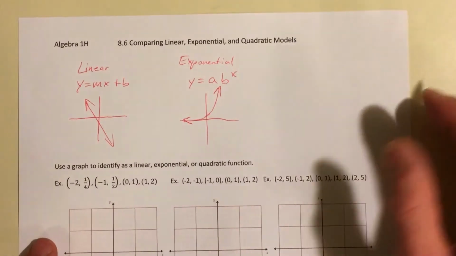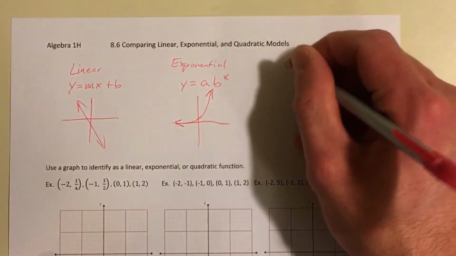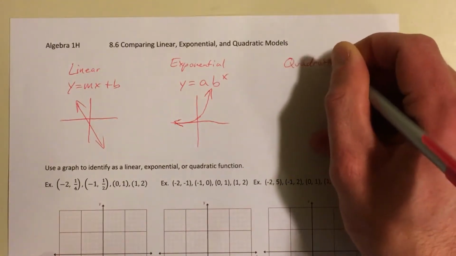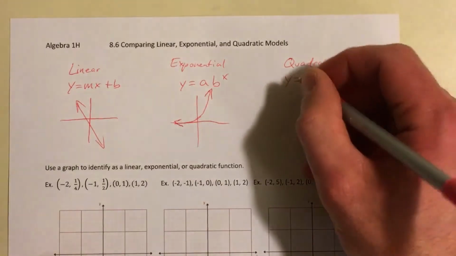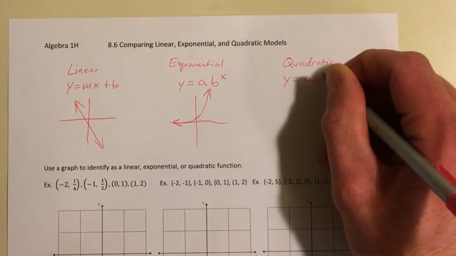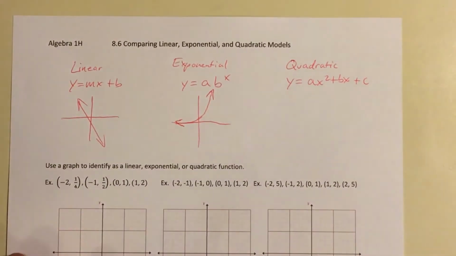And then the quadratic models, which are the ones we've been dealing with in this chapter. Quadratic model, it has this format right here, y equals ax squared plus bx plus c. Now that covers kind of all the possibilities there. That's the standard form. So I shouldn't say it covers all the possibilities, but that's the standard form.